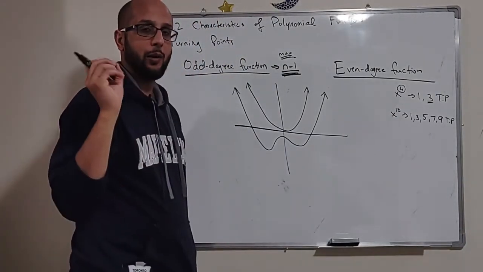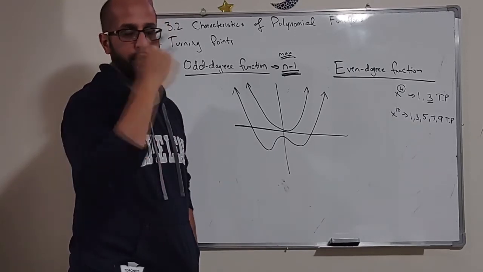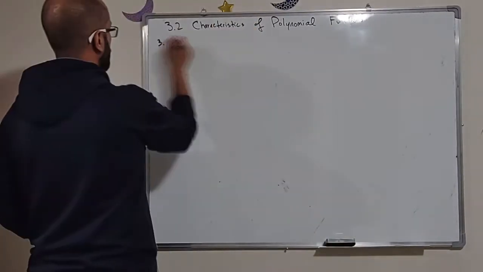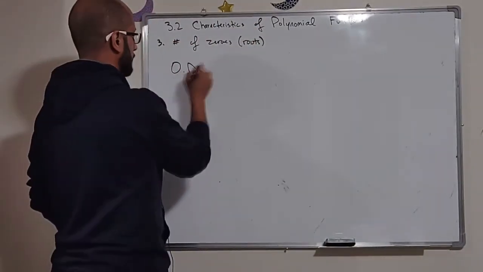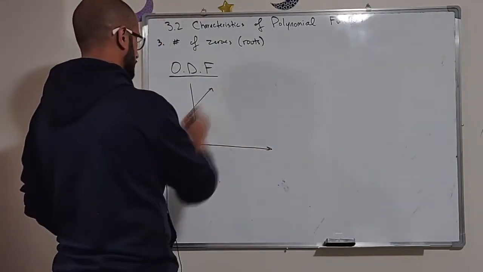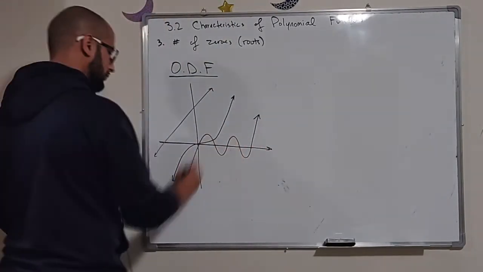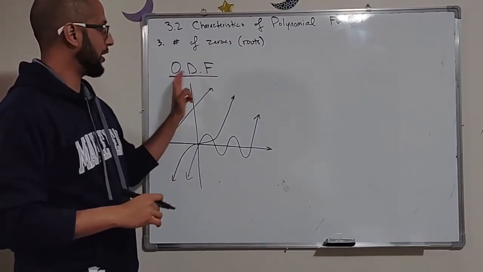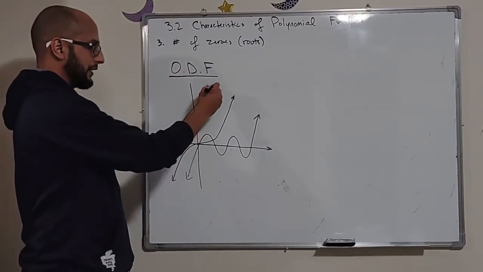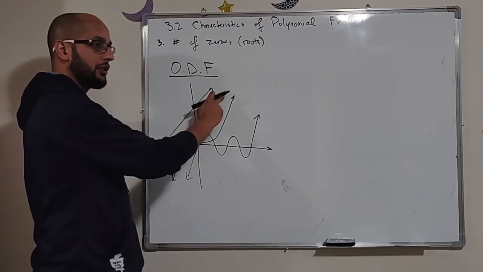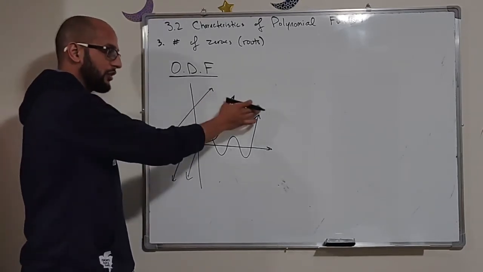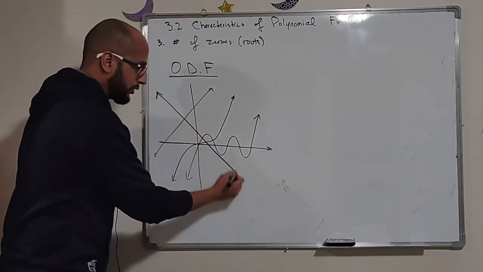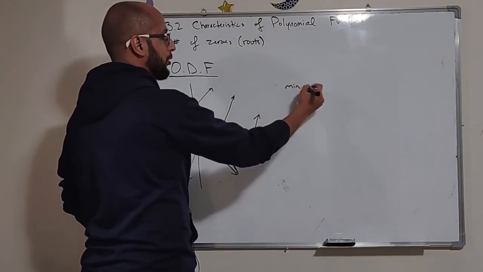We're going to move on now to our last characteristic that we're going to discuss together, which is the number of zeros. Now we're going to look at the number of zeros, or the number of roots, that exist in odd degree functions. Well, if it's starting in one quadrant and going to another, starting below the x-axis and going above it, or starting above and having to go down, the minimum would be 1.